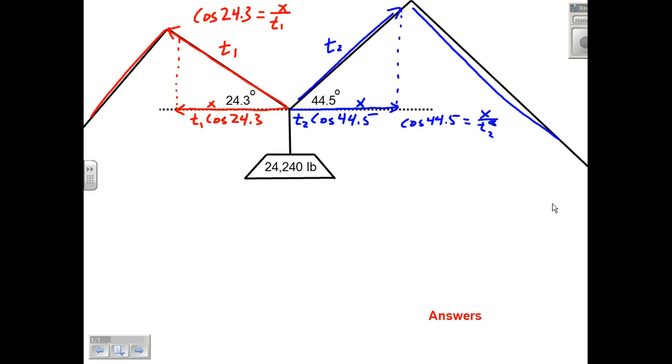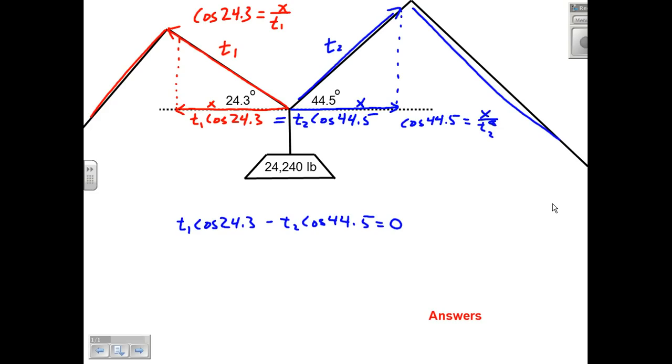Now, what do we know about their horizontal components? If this weight is in a state of equilibrium, then we must be pulling just as hard to the left as we are to the right, so these two values should be equal. And I'm going to represent that in this form: T1 cosine 24.3 minus T2 cosine 44.5 is 0. They're canceling each other out. Okay, we'll come back to that. You'll see why I wrote it in that form shortly.